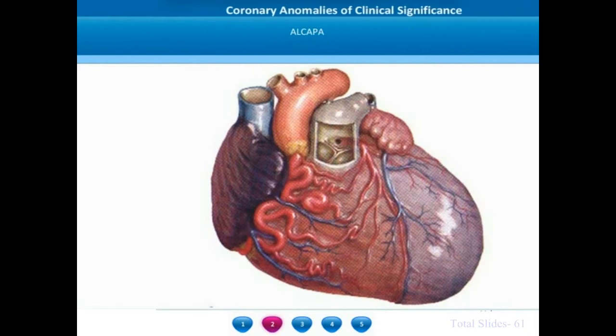This is a cartoon example of ALCAPA. You see that the left coronary artery is arising from one of the sinuses of the main pulmonary artery. The right coronary artery continues to retain its origin from the aortic root. And since the right coronary supplies the entire myocardium in this situation, it's hugely dilated.